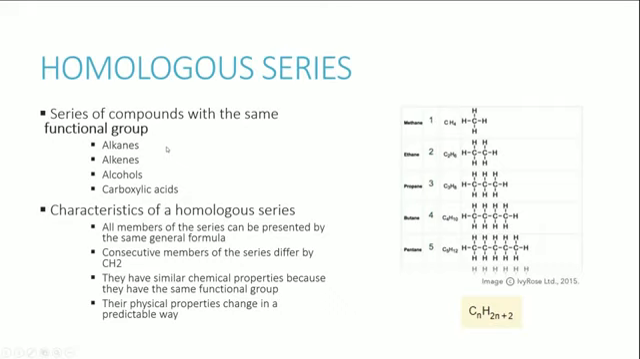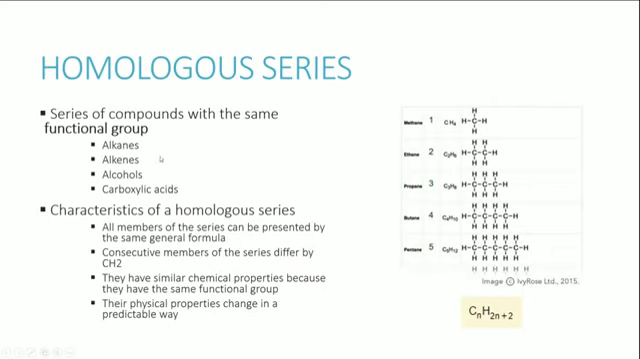So homologous series is a series of compounds with the same functional group. We took a look at functional groups before. We've got the alcohol functional group that has the OH group attached to the organic compound. We have various functional groups, and the main ones would be alkenes, alkanes, alcohols, and carboxylic acids, and each of these have unique groups of molecules that define the functional group.